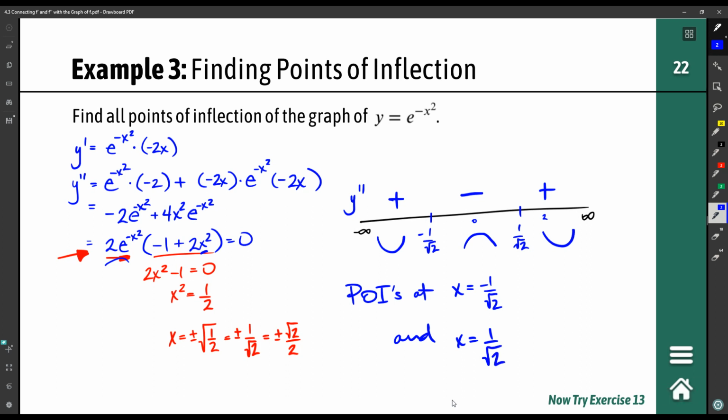Now, if we needed full points, say this was a multiple choice question and we needed the y value as well, then we would have negative 1 over the square root of 2, comma, let me check my sheet here. Then the next one would be 1 over the square root of e. And that's going to be the y value for both of these points, negative 1 over root 2, comma, 1 over root e. So that's if you needed the full point. And you'd get that y value by plugging the x into the original function.